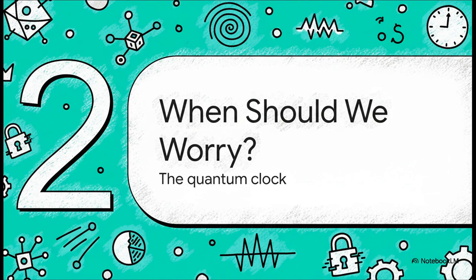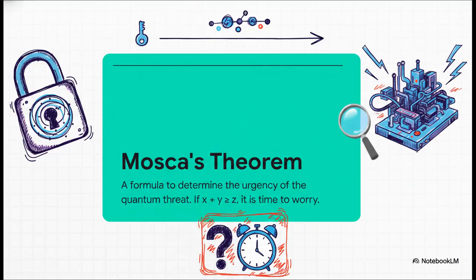So this all sounds pretty serious, right? But if these super powerful quantum computers aren't here yet, how much time do we actually have? I mean, when should we really start to worry about this? Thankfully, a cryptographer named Michele Mosca gave us this really brilliant, simple way to think about it. It's called Mosca's theorem, and it's a little formula that says if x plus y is greater than or equal to z, then yeah, you need to be worrying right now.